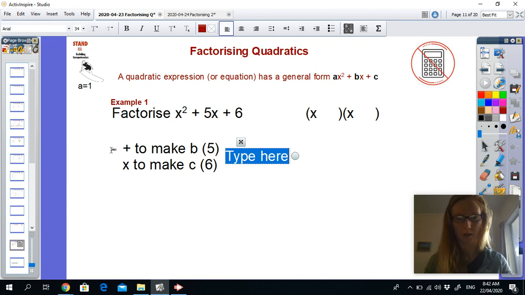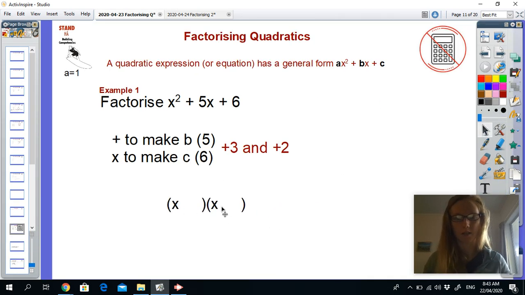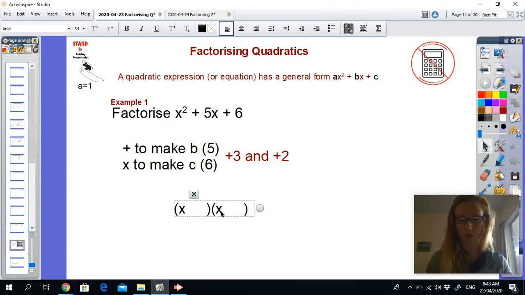So let's have a think about our two numbers. I initially went for 5 and 1, but that doesn't work, so we're looking for 3 and 2. And in this case, they're both going to be positive. Important to make that distinction. Here it's quite clear, but in other cases it won't be. Therefore, we can then take our brackets, and we now know that they must be plus 3 and plus 2.